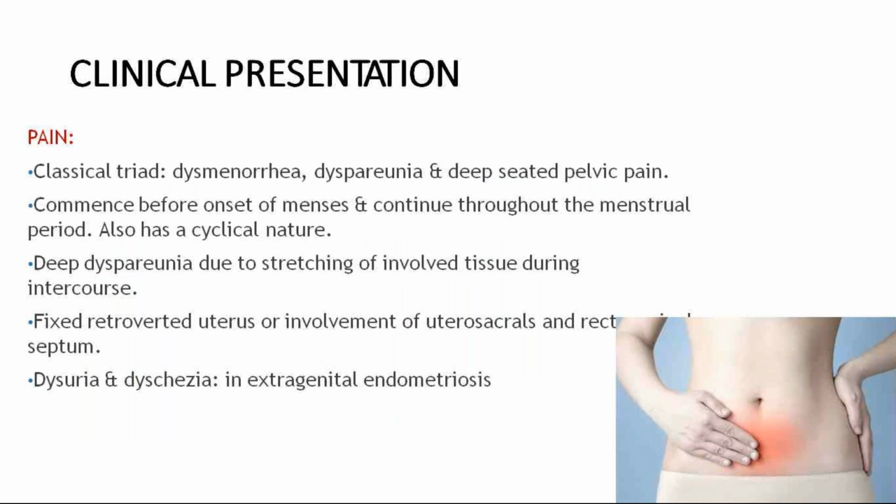So clinically, how does the patient present to you? Classically, the triad will be of pain: dysmenorrhea during the cycle, they will have severe dysmenorrhea, dyspareunia, pain during intercourse, and deep-seated pelvic pain. Continuously, they will have deep pelvic pain, chronic pelvic pain. And this dysmenorrhea commences even before the onset of menstruation and continues throughout the cycle. And this is also of cyclical nature.